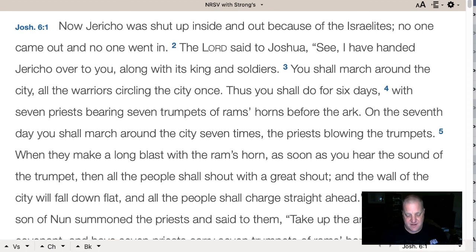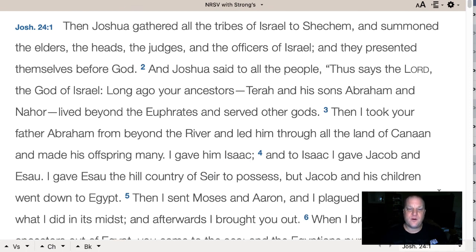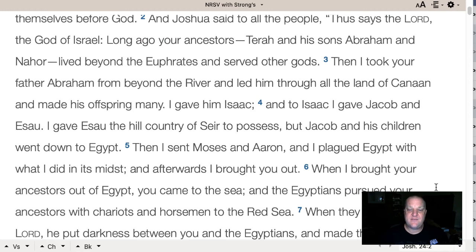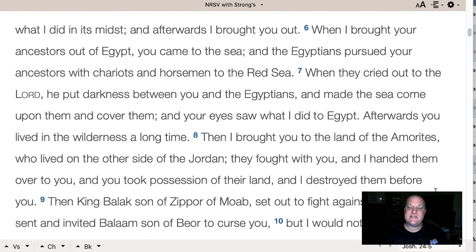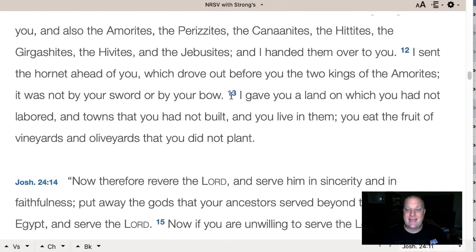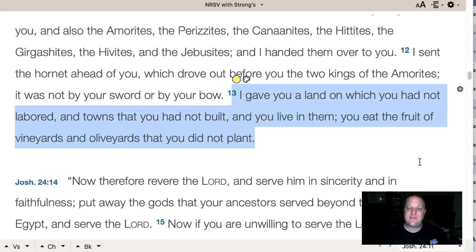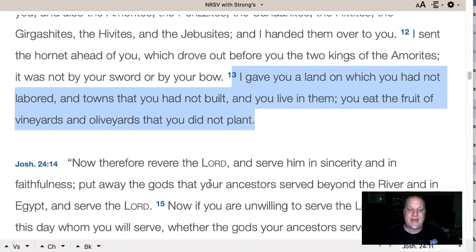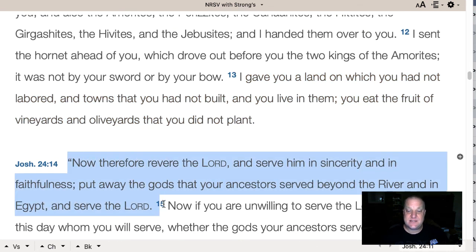So I want to call your attention finally to chapter 24, which is the reaffirming of the covenant. And you'll see it's the same idea. It's very clear where God says, I gave you the land. This is land that you had not labored on. I gave you towns that you had not built. You ate the fruit of vineyards and olive groves that you did not plant. Right? God gave them the land. They did not take the land. So now serve God in sincerity. Put away your false gods.